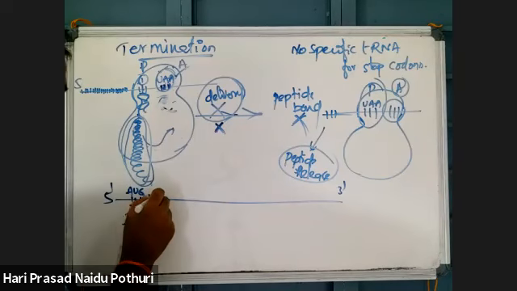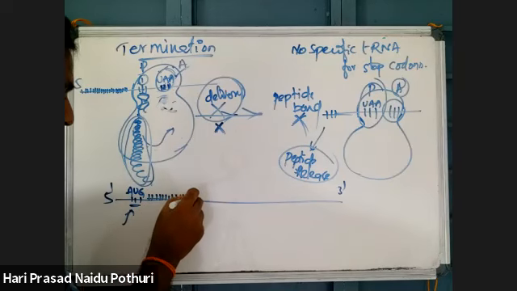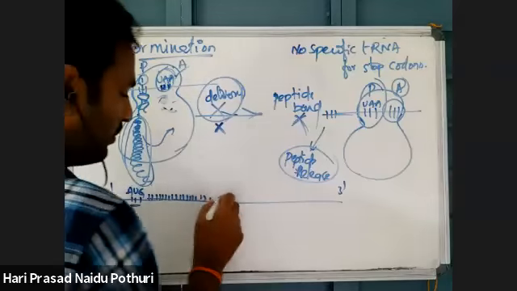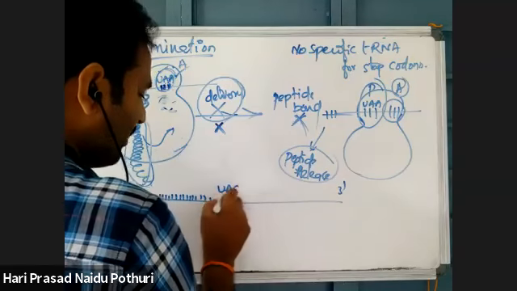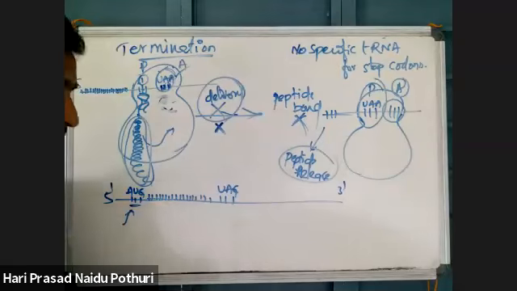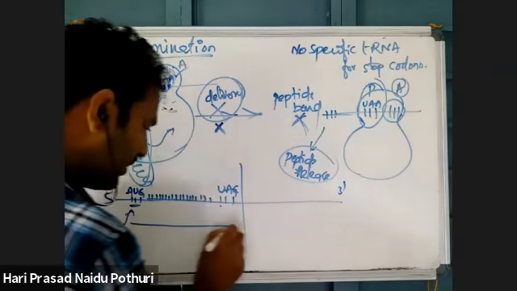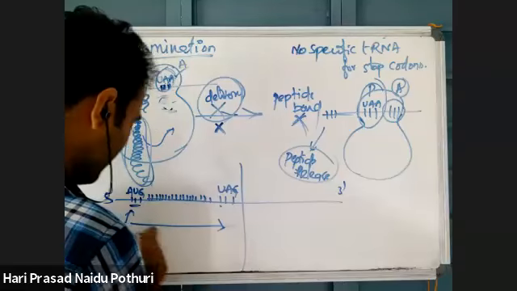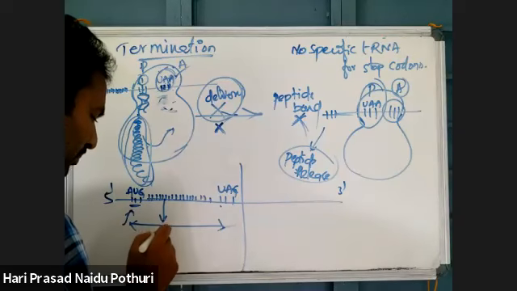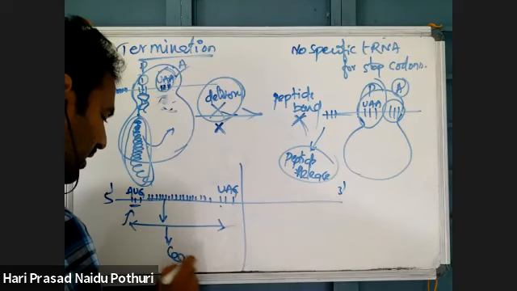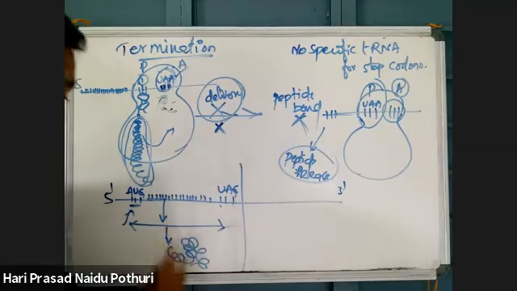In the reading frame, suppose UAG came in the reading frame here. That means protein synthesis will take place from here to here. This length of mRNA will be translated into protein.